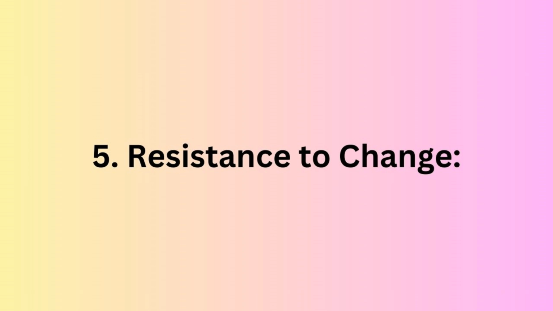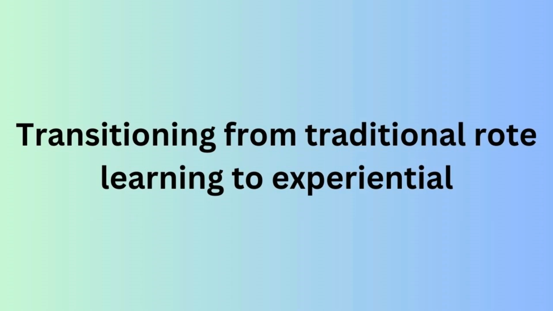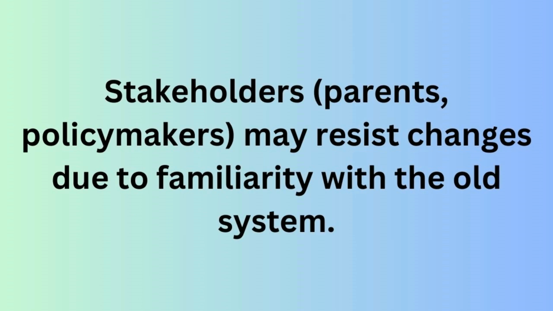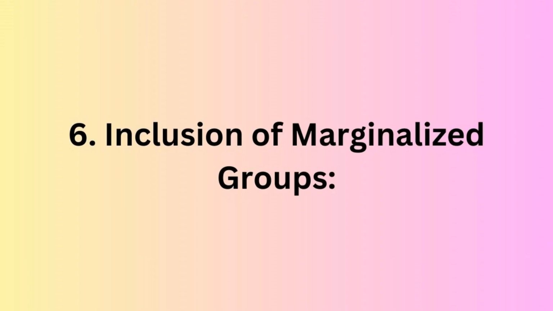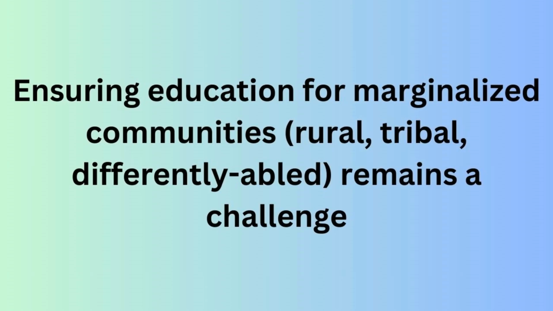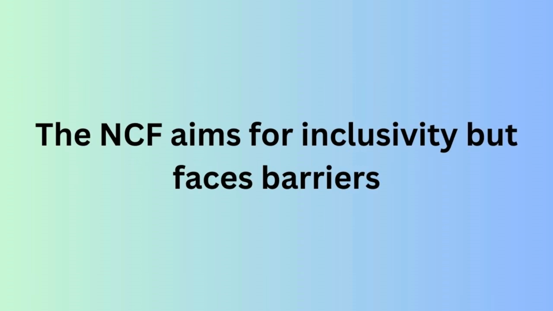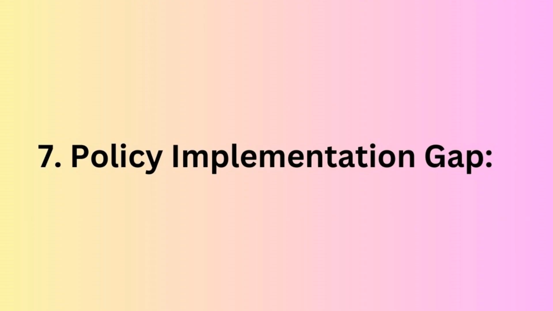Transitioning from traditional rote learning to experiential, child-centered approaches faces resistance. Stakeholders, parents, and policymakers may resist changes due to familiarity with the old system. Next point is inclusion of marginalized groups. Ensuring education for marginalized communities such as rural, tribal, and differently abled remains a challenge. The NCF aims for inclusivity but faces barriers related to access and discrimination.